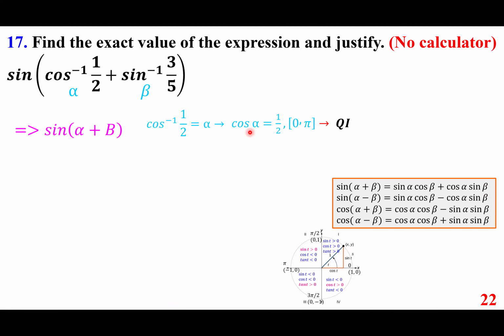But remember, for the inverse cosine function we limit the range between 0 and pi, so it works out. That means the first and second quadrant. Now, 1/2 is positive, so it's in the first quadrant, where everything is positive. Sine inverse of 3/5 means sine of beta is 3/5. For sine we limit between negative pi/2 and pi/2, that means the first and fourth quadrant. Again positive, so quadrant 1.